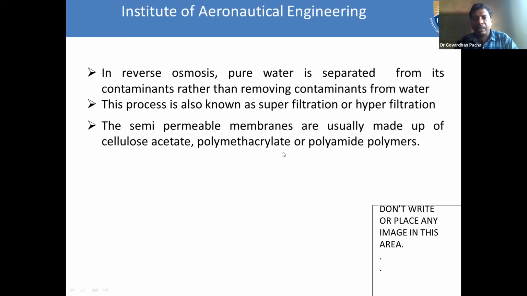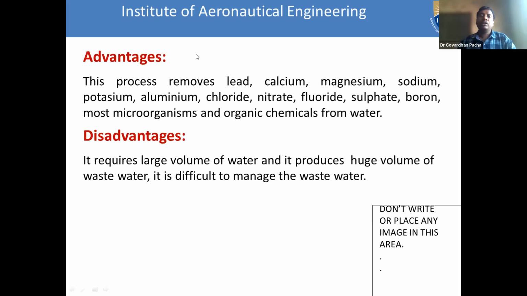Next, we see the advantages and disadvantages of reverse osmosis. First of all, the advantages. Generally this process removes almost all the ionizable ions, and not only ionizable ions, it even removes the non-ionizable impurities, like microorganisms and some of the organic chemicals present in the water. Such impurities are also removed by reverse osmosis.